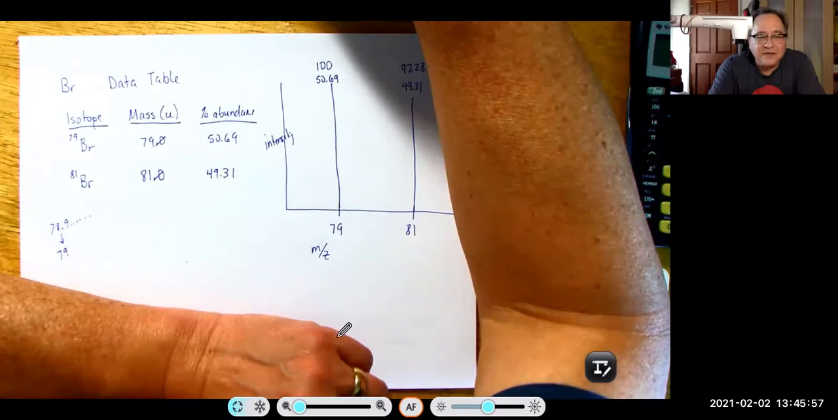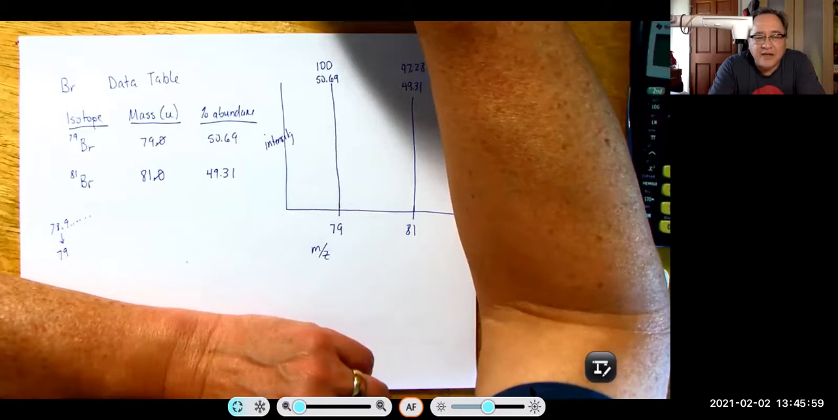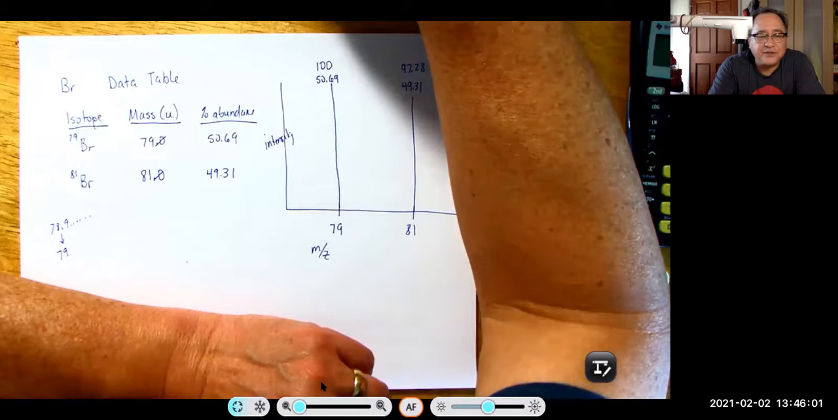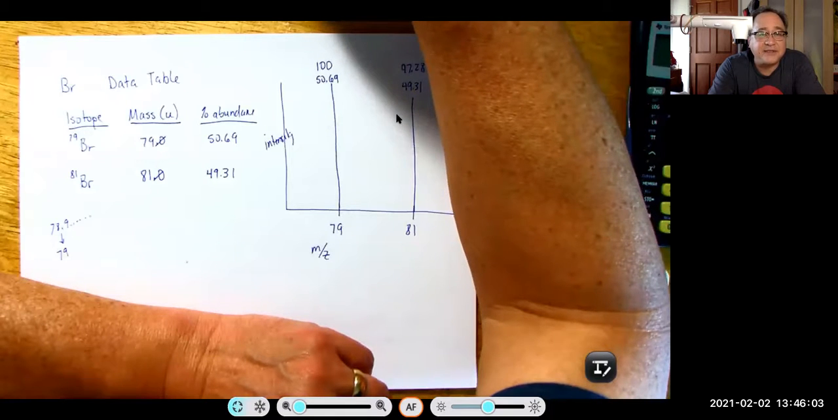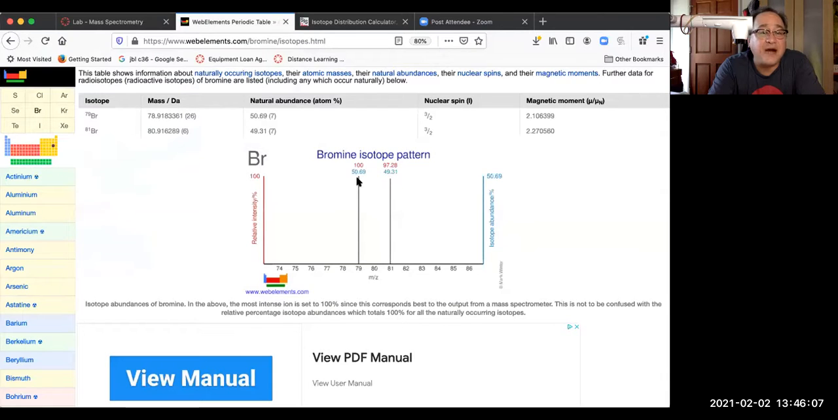You're welcome. Okay, so we're going to go back to the lab itself. And here's web elements. Can you see how we got the 100, the 97.28, the 50.69, 49.31. On the left, it says relative intensity. I just call it intensity. On the right, it says isotope abundance percent. I just put percent. You might want to write those into your plot if you want.